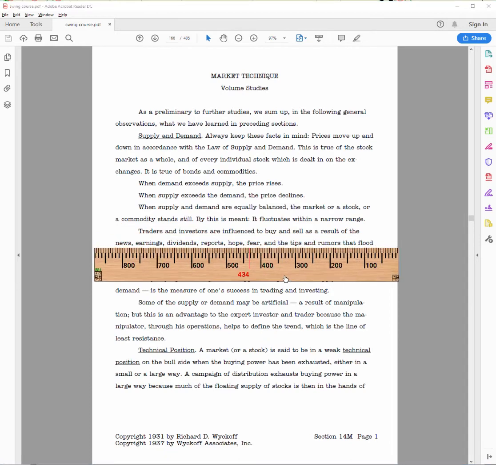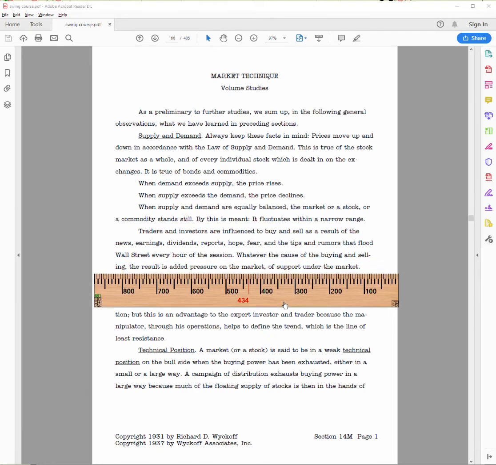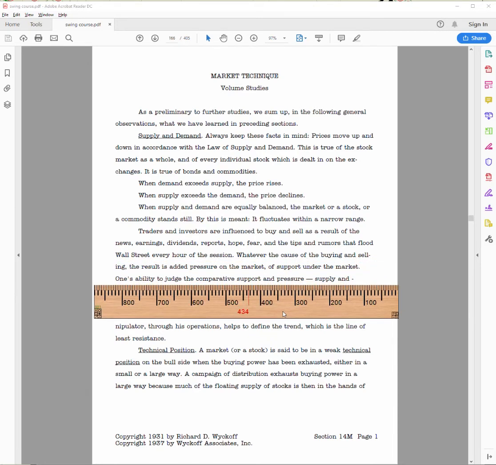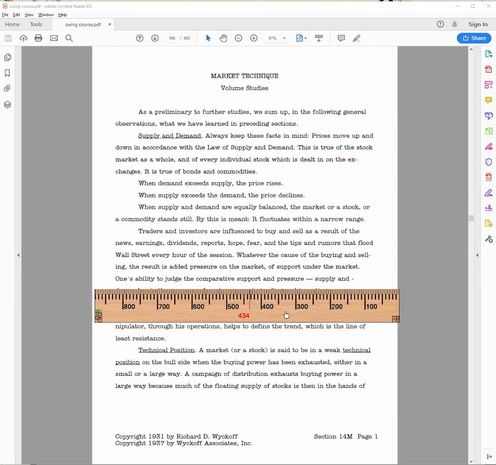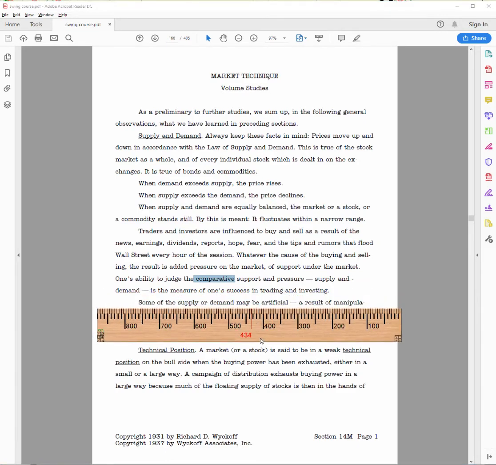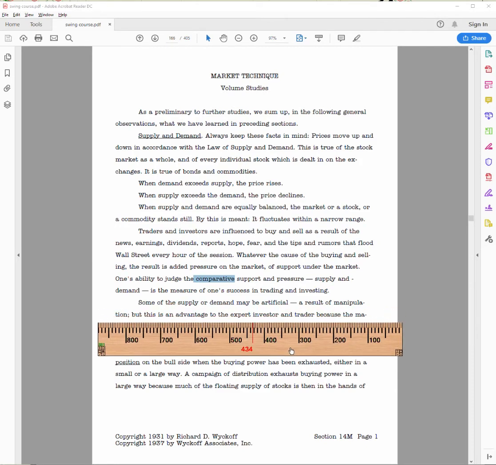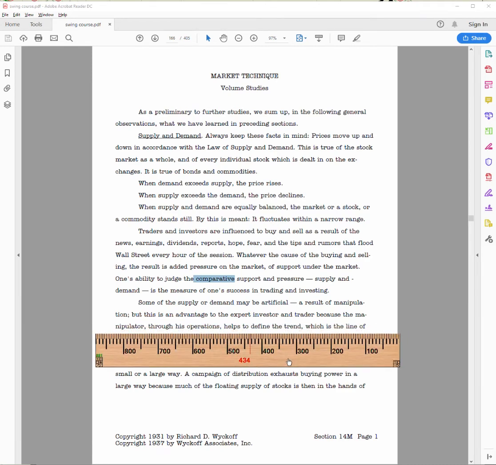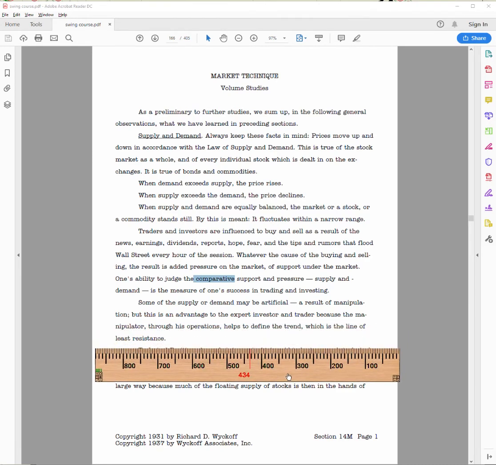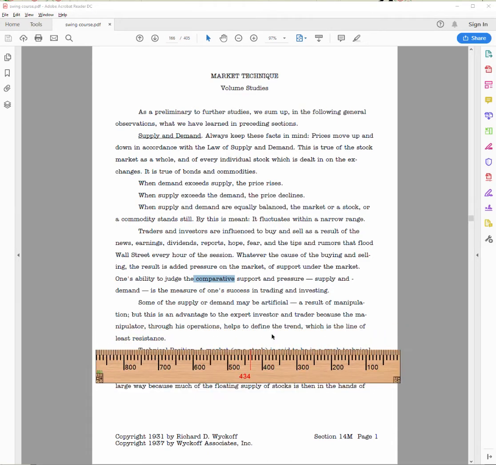Traders and investors are influenced to buy and sell as a result of news, earnings, etc. And whatever the cause of the buying and selling, the result is added pressure in the market. One's ability to judge comparative supply and demand is the measure of one's success in trading and investing. Some of the supply and demand may be artificial, a result of manipulation. Alright, so nothing really exceptional here.